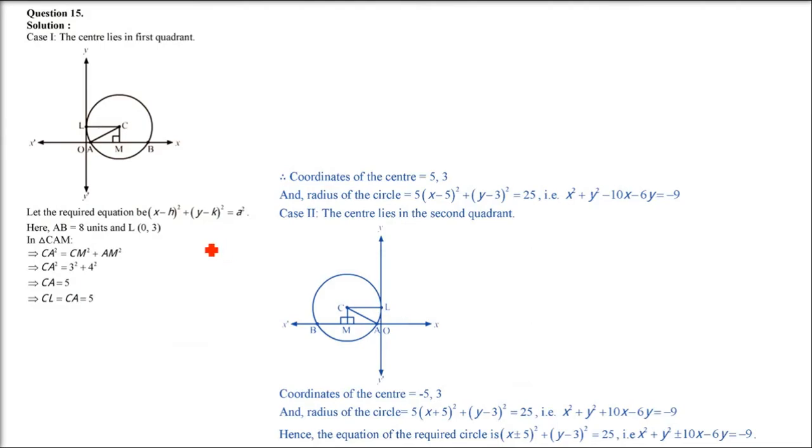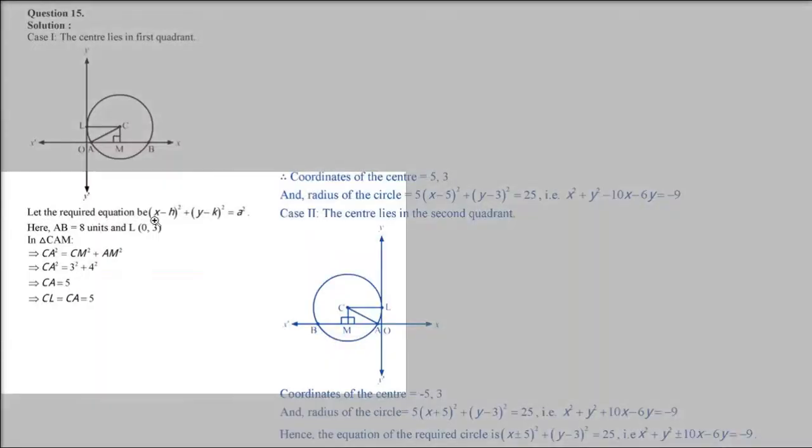This is question number 15. Find the equation of the circle touching the y-axis at (0, 3) and making an intercept of x units on the x-axis.